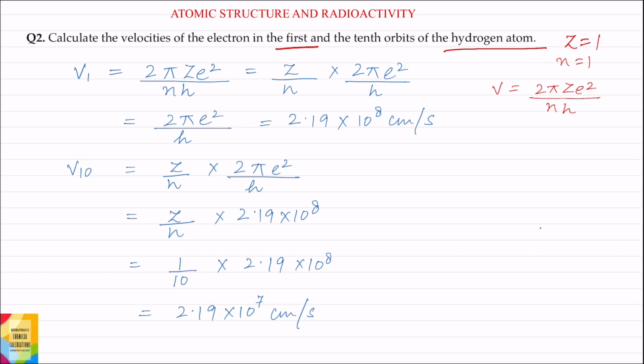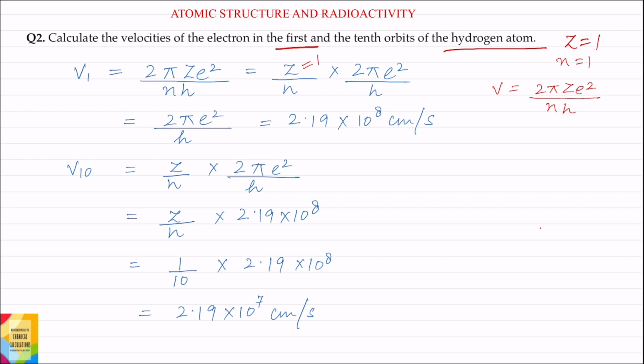For the velocity in the first orbit, v1 is equal to 2 pi ze square divided by nh, and this can be written as z by n into 2 pi e square by h. e is the charge on the electron, h is the Planck's constant. 2 pi e square by h को सॉल्व करेंगे तो उसकी वैल्यू आ जाएगी 2.19 into 10 to the power 8 centimeter per second. Now for hydrogen atom, z की वैल्यू है 1.